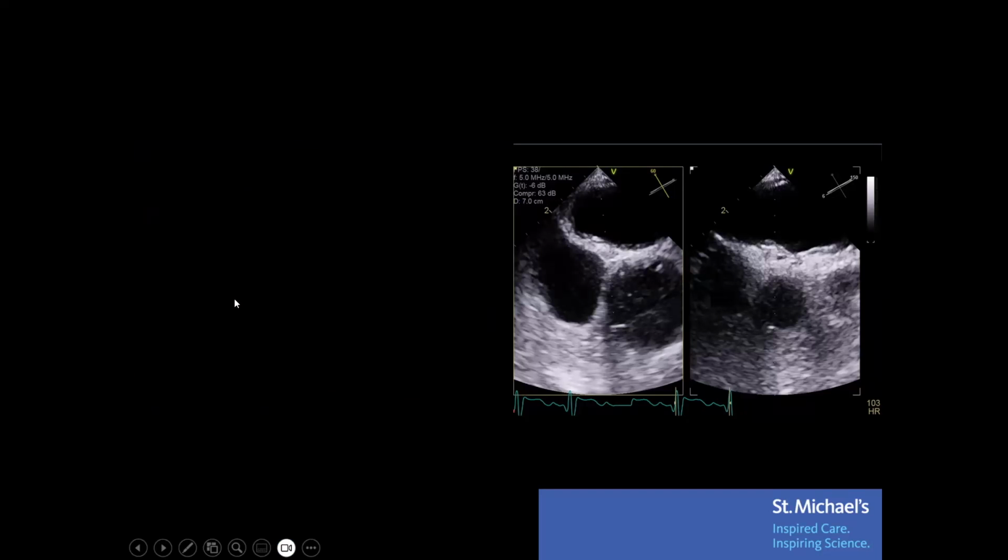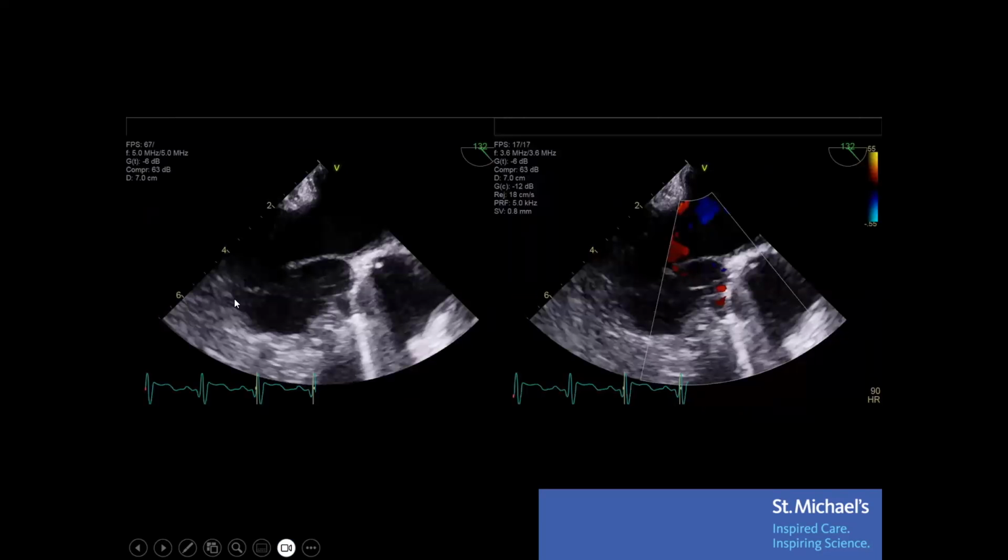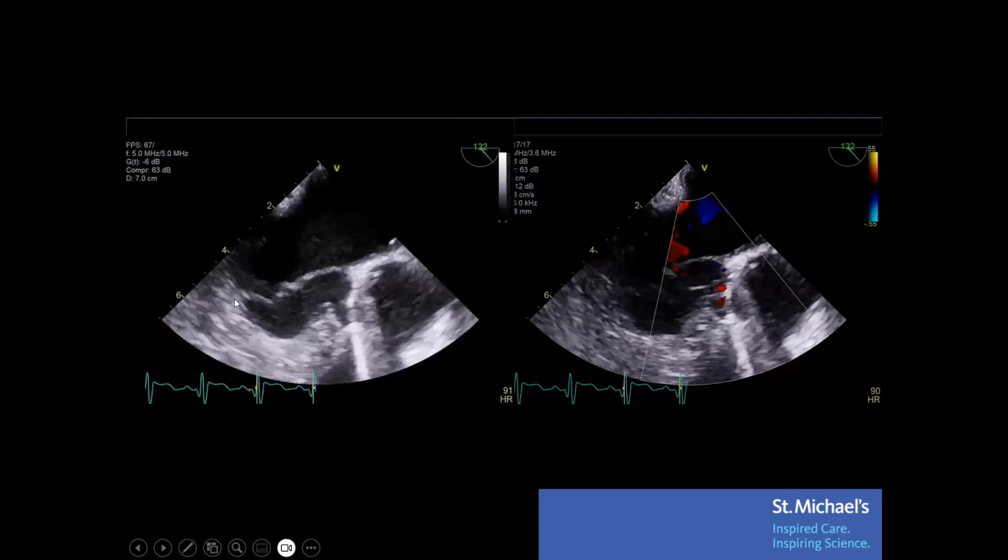I'm not sure. Is it the mouse from our screen? Yeah, I'm not sure. Anyway, the TEE images.